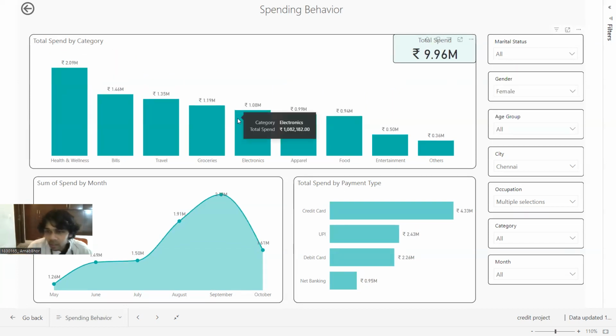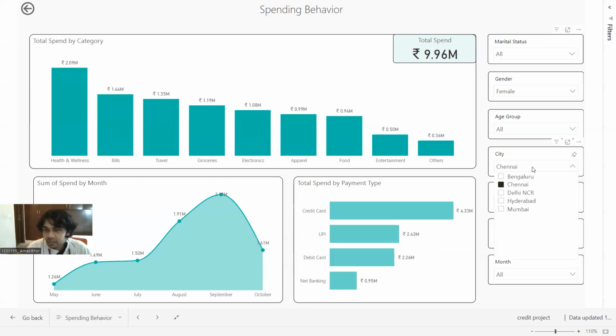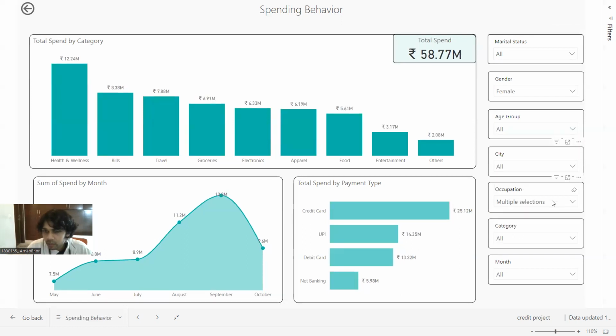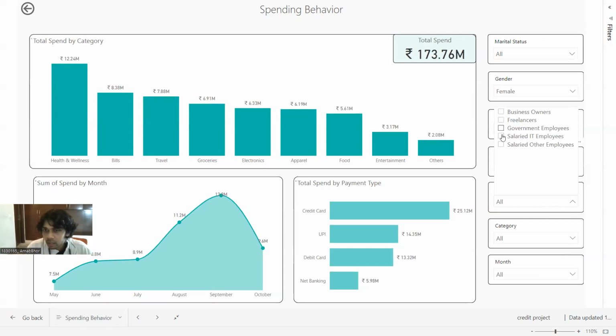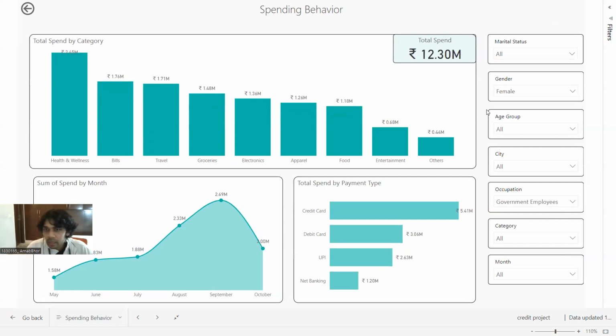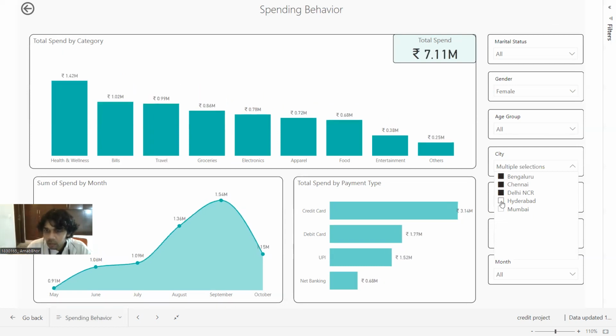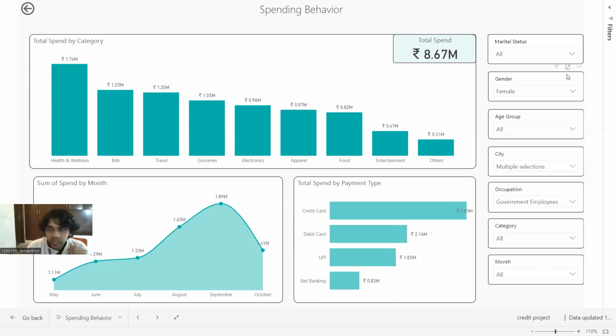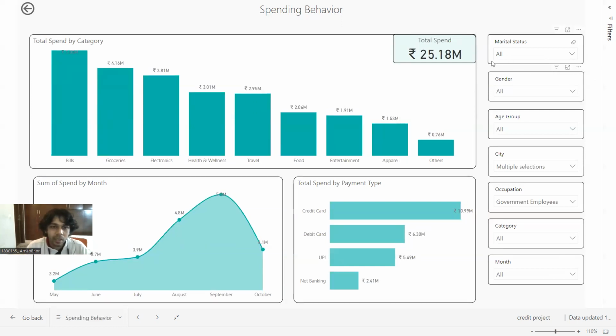Now, even if you look at the other categories, for example, our second category was just occupation. We wanted government employees from everywhere except Bombay. Sorry, except Mumbai. Here again, for females in Bombay who are government employees, health and wellness is the top priority. Bills is the second, travel is the third. Same as before. We change this to all: bills, groceries, and electronics.